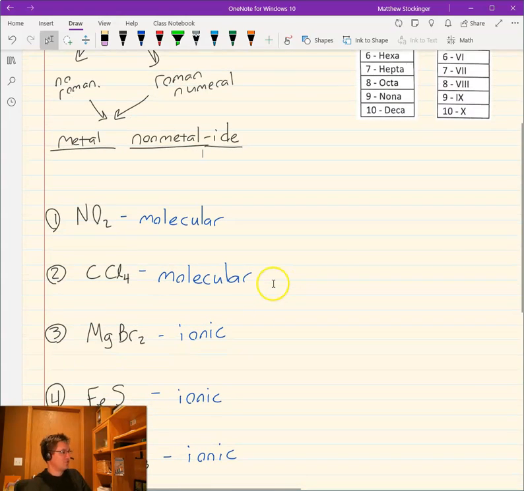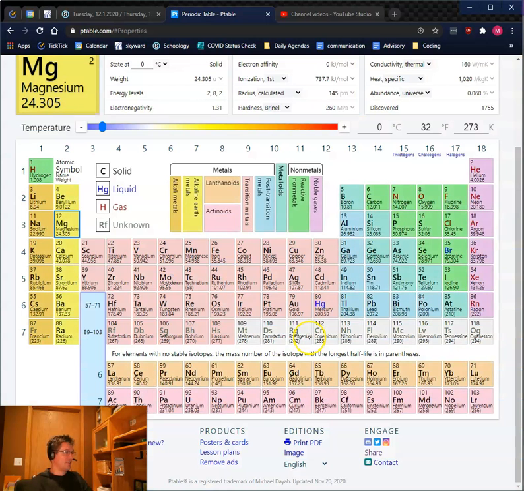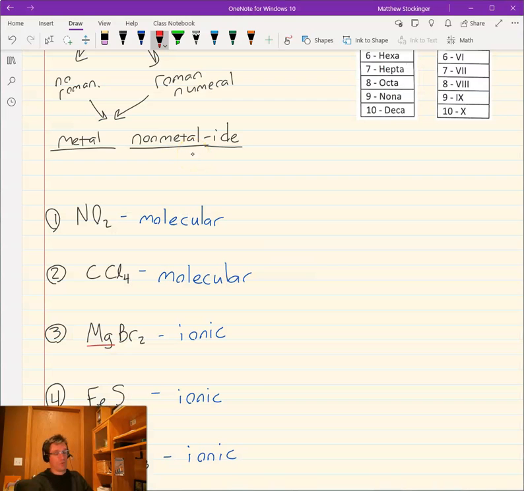So I'm going to do number 3 here, because that's the easiest ionic example that I have. Magnesium is not a transition metal, though. It's just an alkaline earth metal. So I'm not going to need to deal with the Roman numerals. This is what that naming looks like. I just put the name of the metal, magnesium, and then the nonmetal is Br, that's bromine.